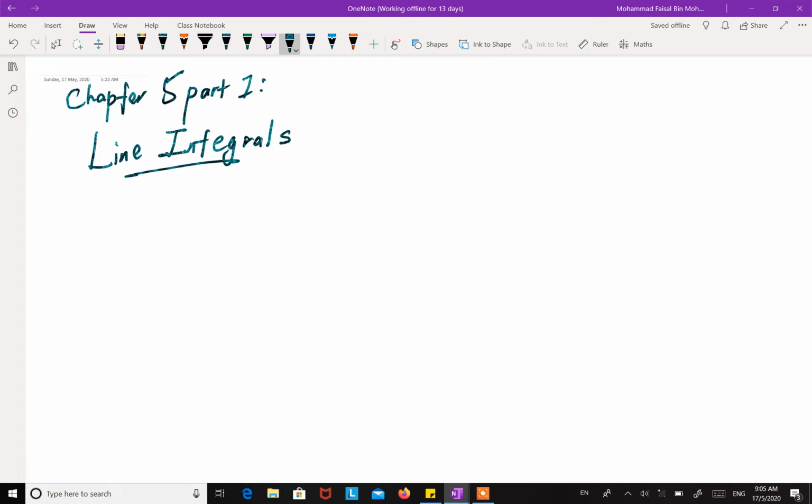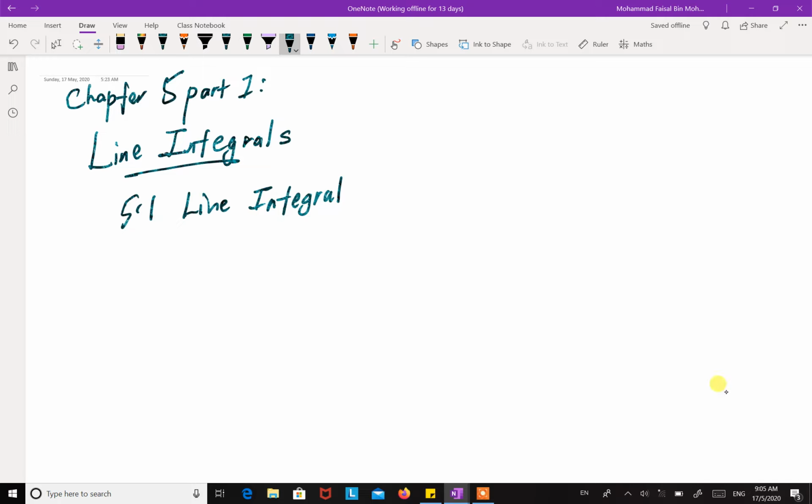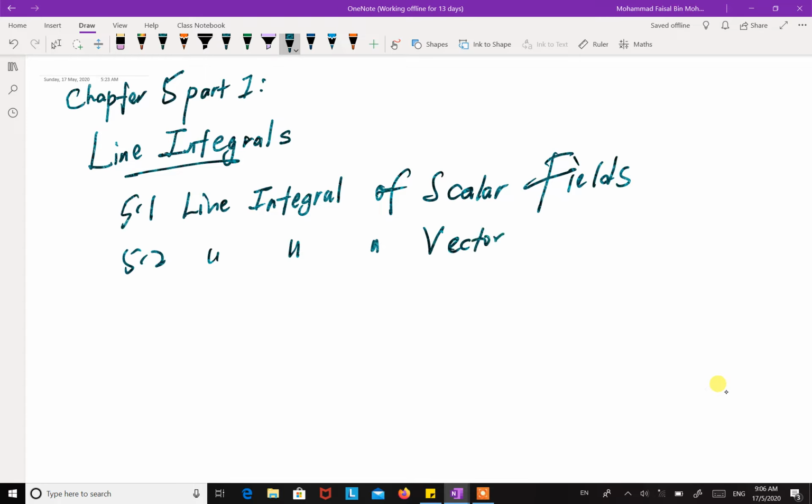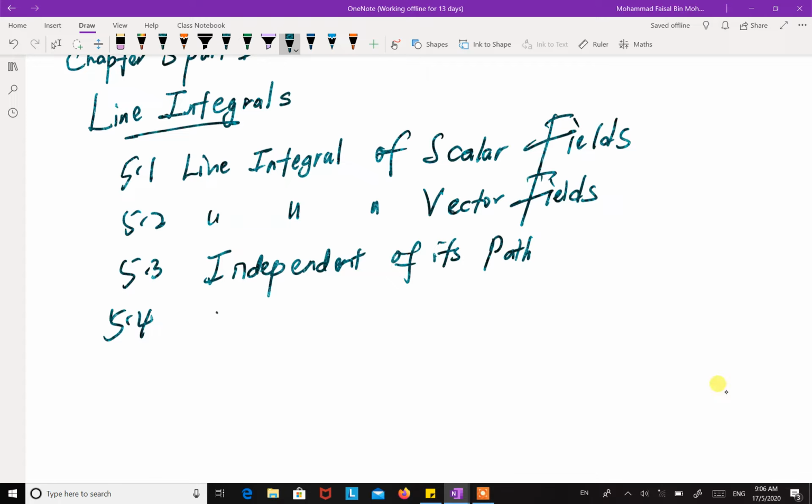So you will learn 5.1 line integral of scalar fields, 5.2 line integral of vector fields, then independent of its path, or we may call it conservative fields. And then 5.4 will be Green's theorem.